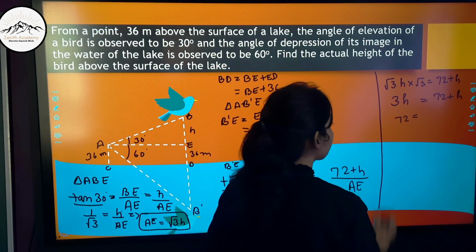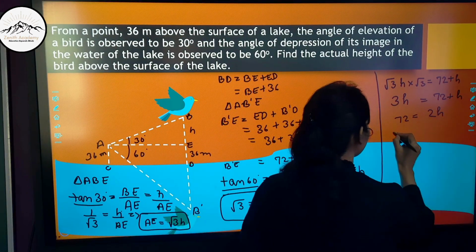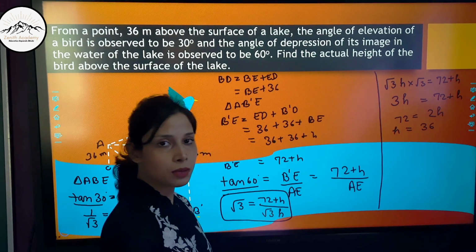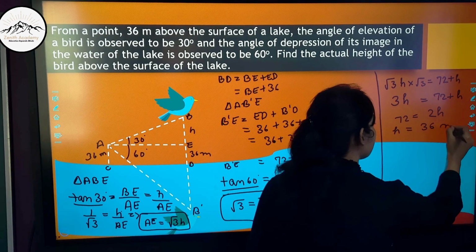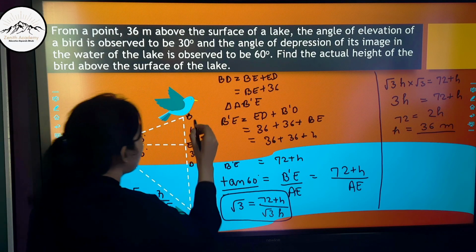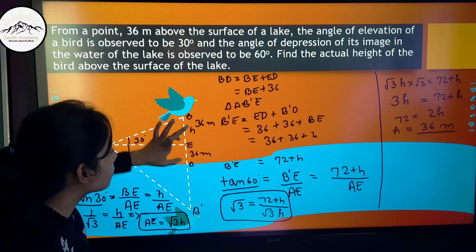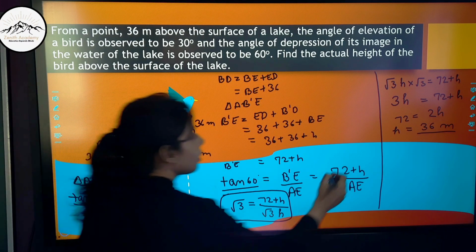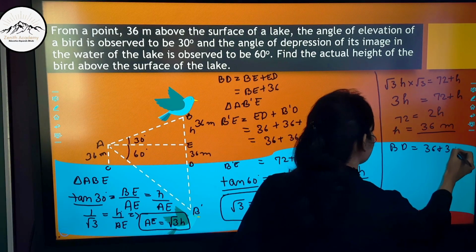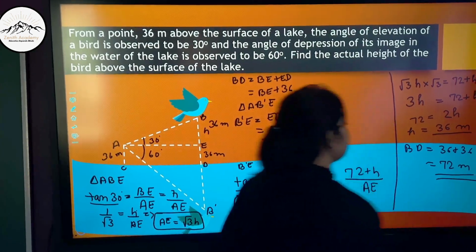72 is equal to, this H will be shifted here. So 3H minus H is equal to 2H. H is equal to 72 divided by 2, which is 36 meters. Please don't forget to write the units. So H is equal to 36 meters. So if this is 36 meters, what is our BD? 36 plus 36. Easy. BD is equal to 36 plus 36, and hence our answer is 72 meters.